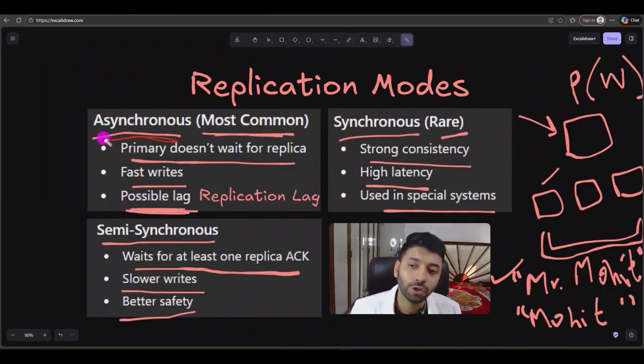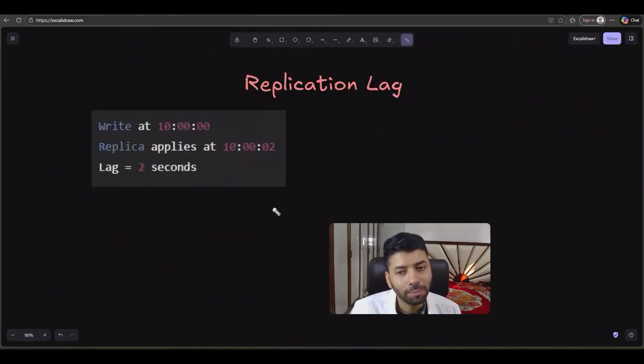Now of course we said asynchronous is the most common, but it introduces a possible lag, which is also called replication lag. What is replication lag? It means the replica is behind the primary by some time. It will take some time for the replica to update to match the primary. If we talk about replication lag, it can appear something like this. Okay, this is the replication lag.